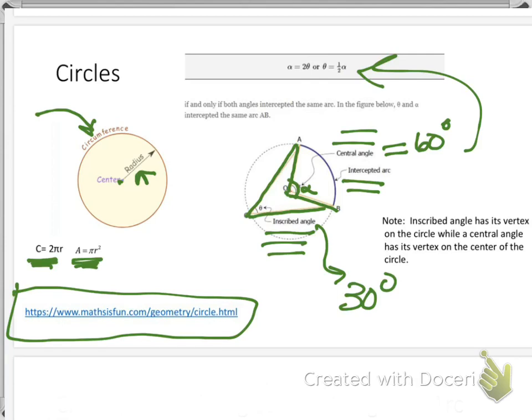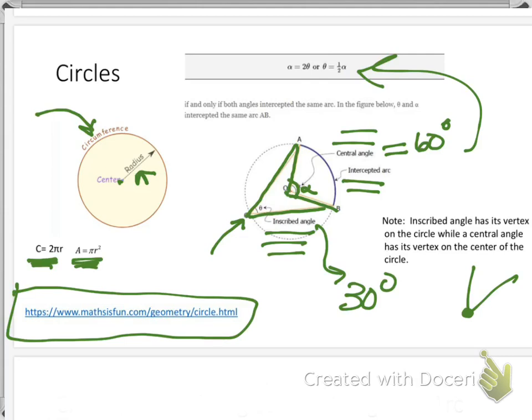Okay, so it says, note, inscribed angle has its vertex, so that's the V part right there, on the circle, while a central angle, okay, so here's the vertex of the inscribed angle, a central angle has its vertex in the center of the circle. Okay, so understand how to recognize both inscribed angles and central angles. And again, this Math Is Fun is a good way to do that.